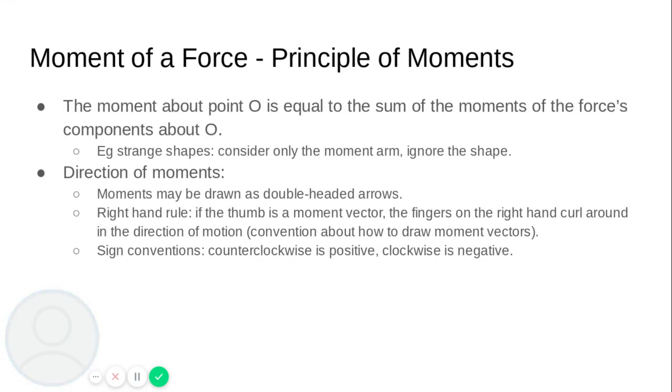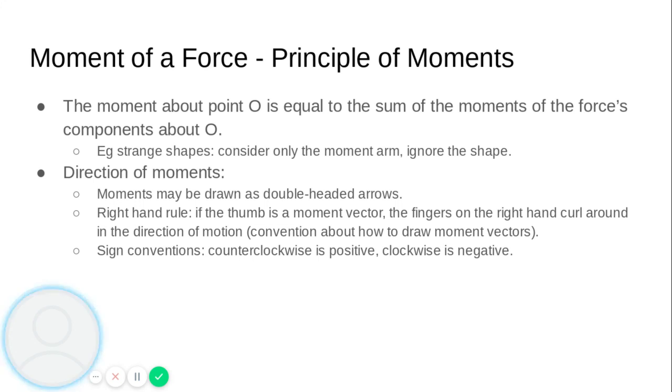Just some principles of moments. The moment about point O is equal to the sum of the moments of the force's components about O. For example, this comes in useful for strange shapes, so we only have to consider the moment arm, and we can ignore the shape itself.